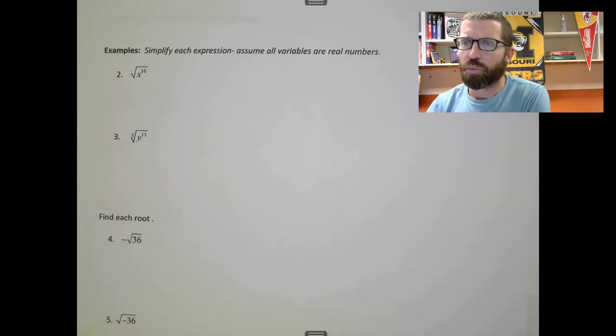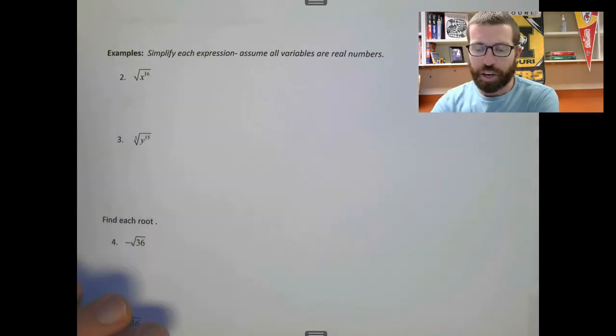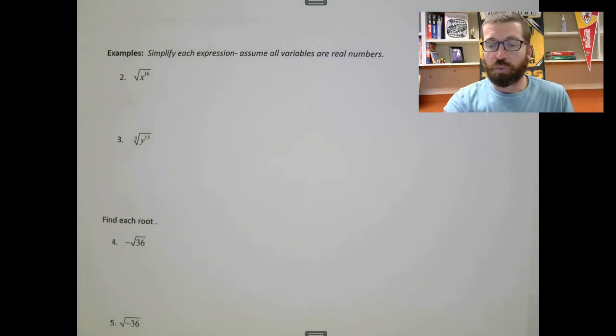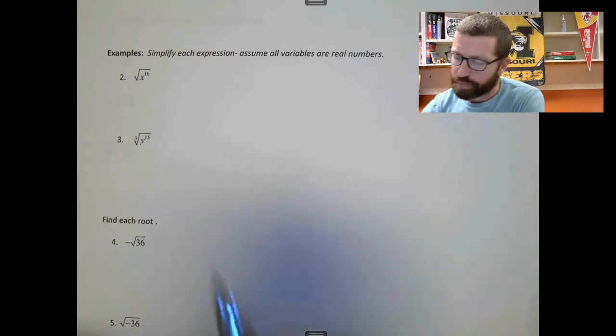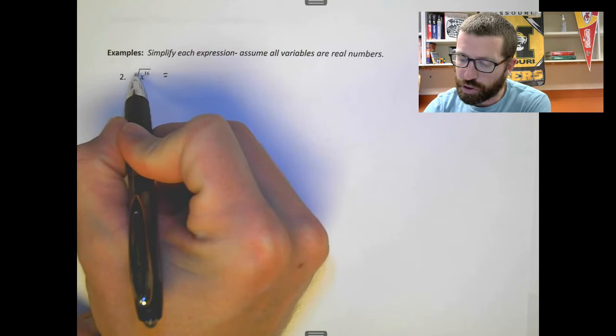Okay, so we're going to go through a bunch of examples. Pause the video often to give yourself time to think, and also just try these on your own. If you need a calculator, use one. We'll do some with and some without a calculator. So the trick here is just to divide by the index.